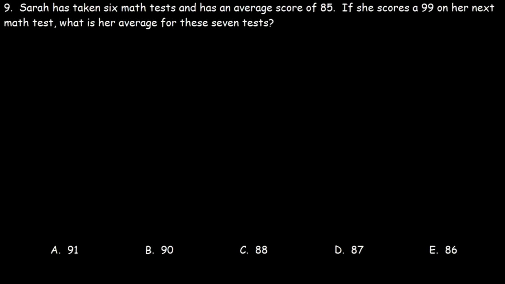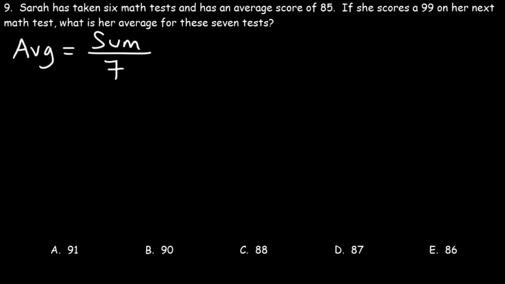Number 9. Sarah has taken 6 math tests and has an average score of 85. If she scores a 99 on her next math test, what is her average for these 7 tests? Well, in order to find the average of the 7 tests, we need to calculate the total sum of the scores of the 7 tests and divide it by the number of tests, which in this case is 7.